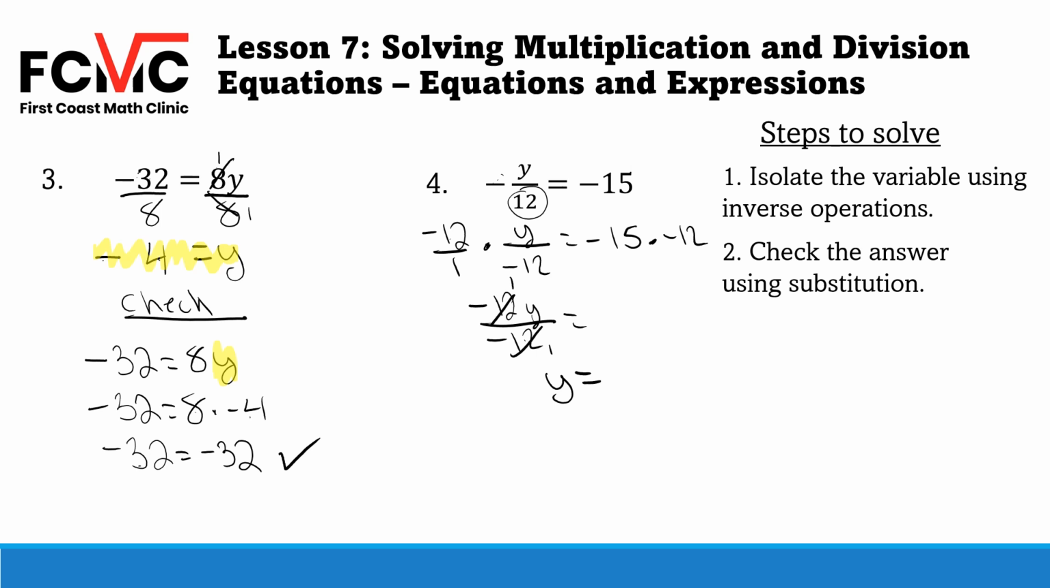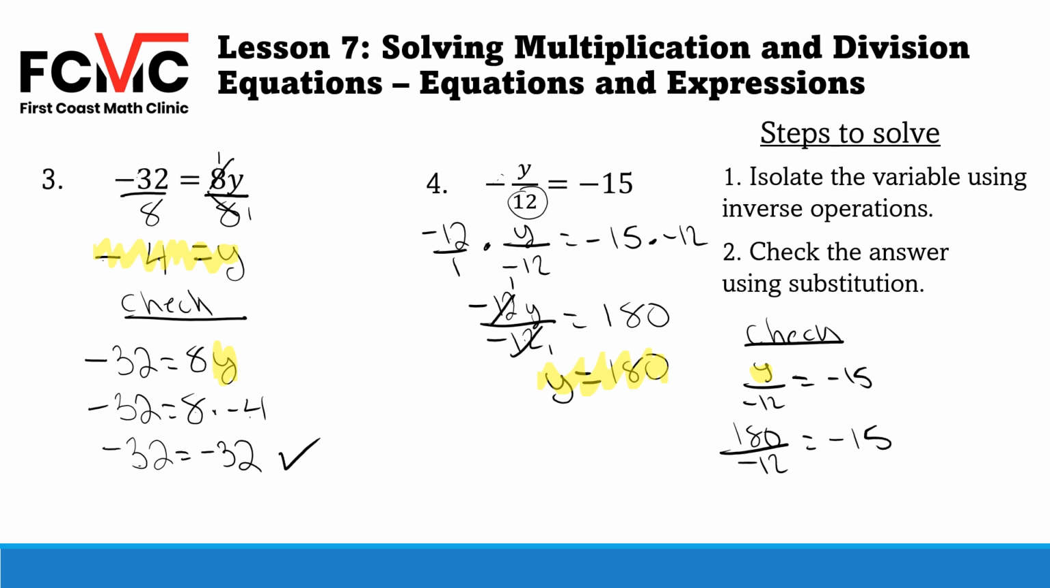And then negative 15 times negative 12, we're multiplying two numbers that are the same sign. So the sign of our answer is going to be positive, and it's going to be positive 180, so we'll get 180. Now in our check, take our original equation, y over negative 12 equals negative 15. Let's take the 180, put it in for y. So we'll do 180 over negative 12 equals negative 15.